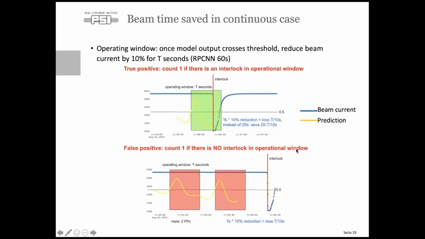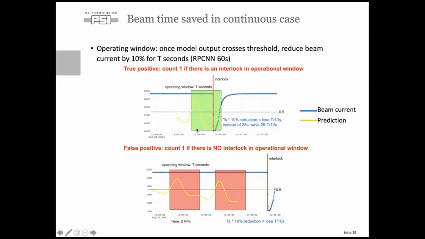And now I'm going to introduce our new beam time saved metric in a continuous case. As I've also said before, we have assumed that we have an operating window, so that once our model output crosses the threshold, which means that our model tells us there's going to be an interlock coming, we would then immediately reduce the beam current by 10% for t seconds. This is shown here as such a window with t seconds.